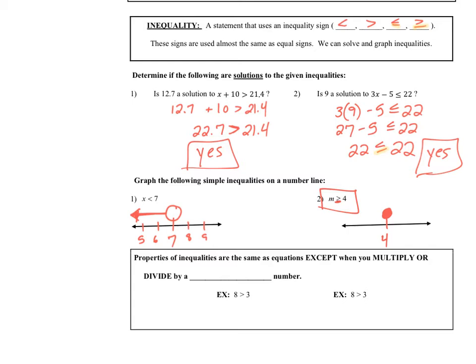Where are the numbers bigger on a number line? The numbers get bigger to the right. So it would be an arrow pointing to the right. So that graph would show anything that is equal to 4 or bigger than 4.